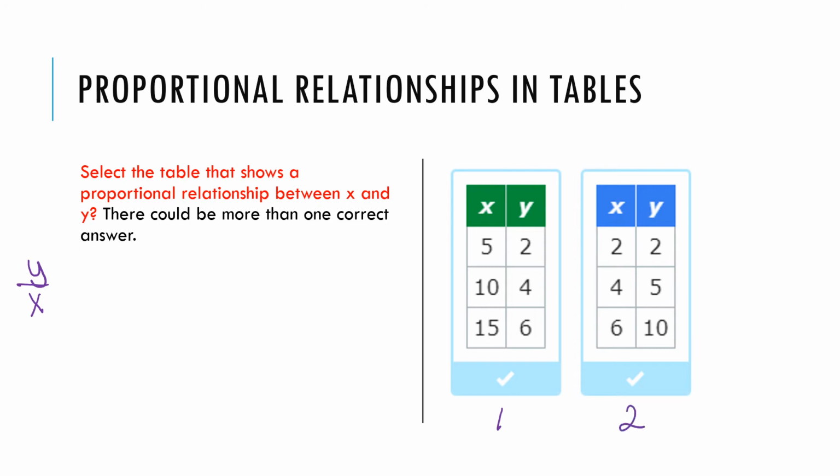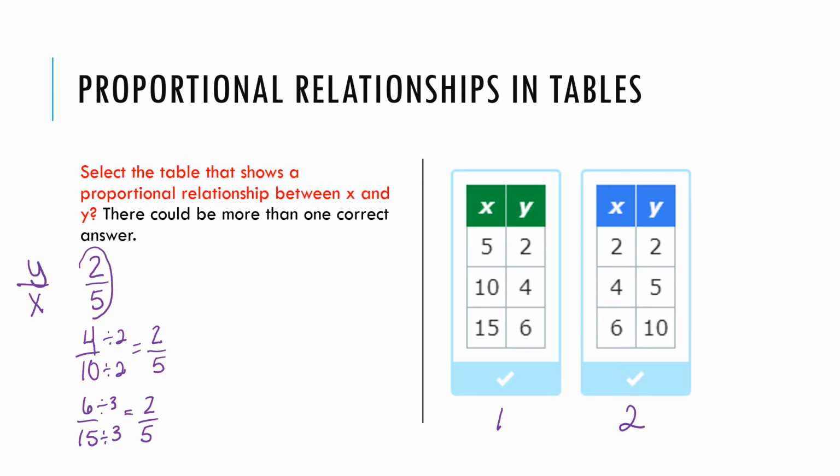In table 1, when we do y over x, well, our first y value is 2 and our second one is 5. And then if we go on down that table, we have 4 over 10. But you'll notice if you simplify 4 over 10, you can divide both numbers by 2. And 4 divided by 2 is 2, and 10 divided by 2 is 5. And if we do the last one in that table, we get 6 over 15. And if we simplify that, we would divide by 3, and 6 divided by 3 is 2, while 15 divided by 3 is again 5.